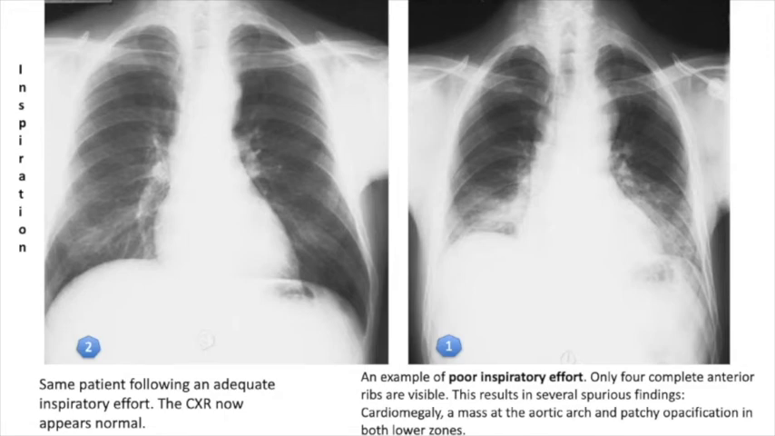One hour later the X-ray was taken again with a good inspiratory effort. You can see in X-ray number 2, all the findings just disappear. So there is no more cardiomegaly, no more aortic arch aneurysm, and no more patchy opacification simulating any kind of pneumonia. For that reason, it's very important to know the quality of the X-ray, in this case inspiration.